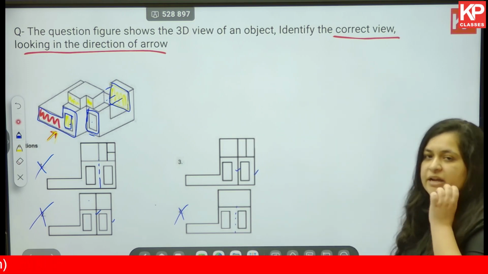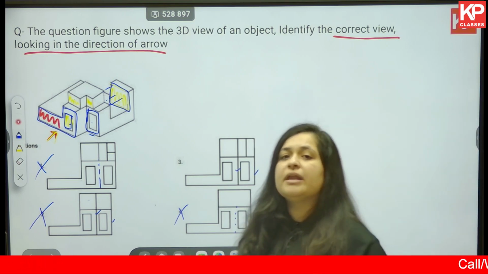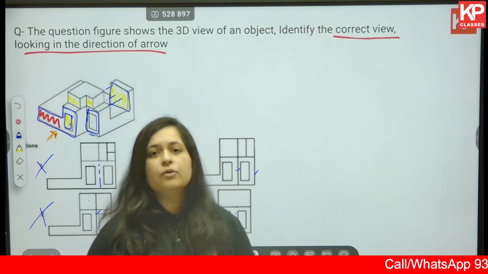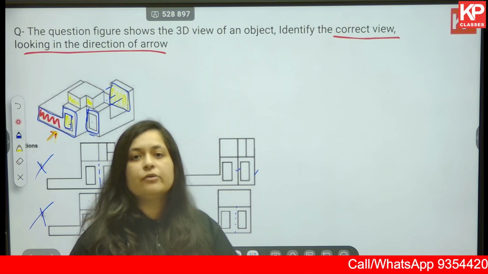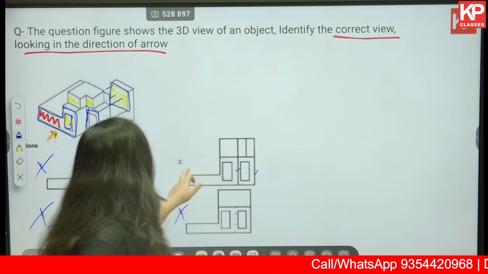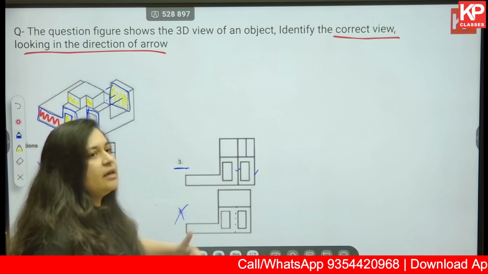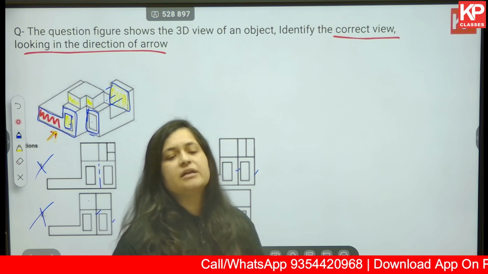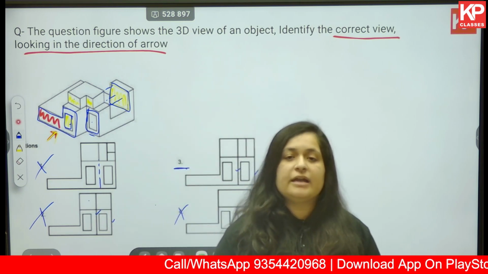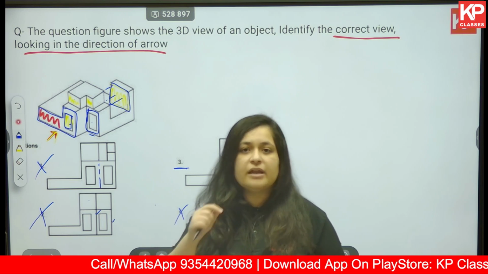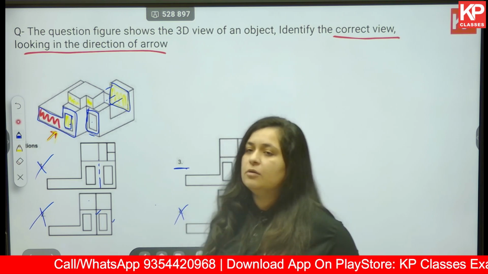Now it doesn't end here. Never just eliminate all the options and tick whatever is remaining. Don't go by this method. What you have to do is, even if you are left with only one option, you have to check the 3D view and the elevation or the figure that has been given to you once again. Check each and every element once again and then tick on the correct option.